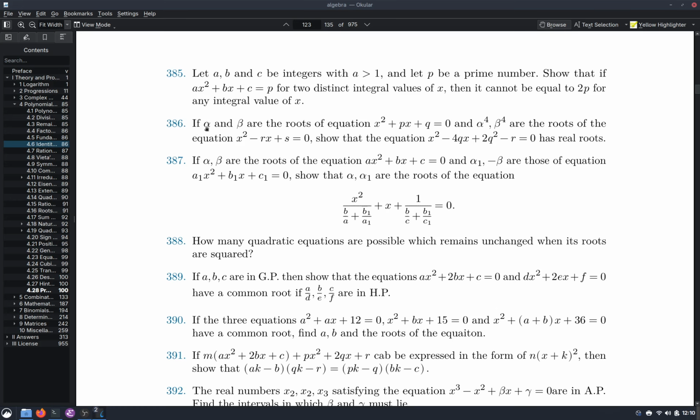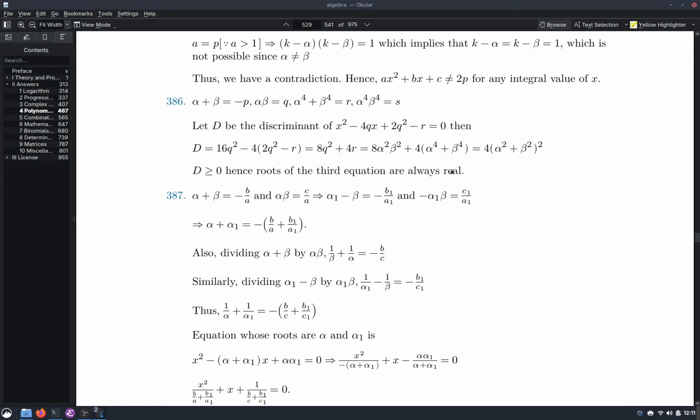Question 386 says that if alpha and beta are the roots of the equation x square plus px plus q is equal to 0, and alpha to the power 4, beta to the power 4 are the roots of the equation x square minus rx plus s is equal to 0, show that the equation x square minus 4qx plus 2q square minus r is equal to 0 has real roots. So from the given equations, we say that alpha plus beta is equal to minus p, alpha beta is equal to q, alpha to the power 4 plus beta to the power 4 is equal to r, alpha to the power 4 into beta to the power 4 is equal to s.